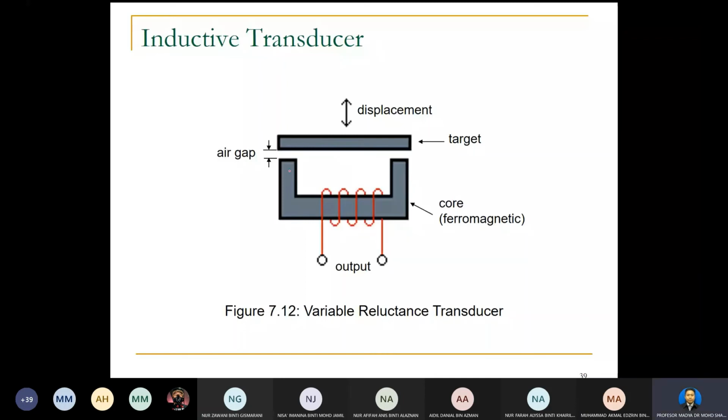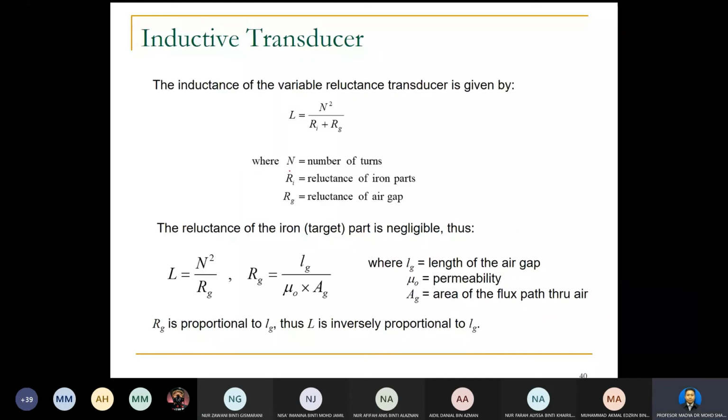Okay, this is the formula to calculate the inductance. So you can use this formula. N to the power of 2, where N is the number of turns, divided by the reluctance of the iron part plus the reluctance of the air gap. Normally, the iron reluctance of the target will be negligible, so it will be cancelled out.